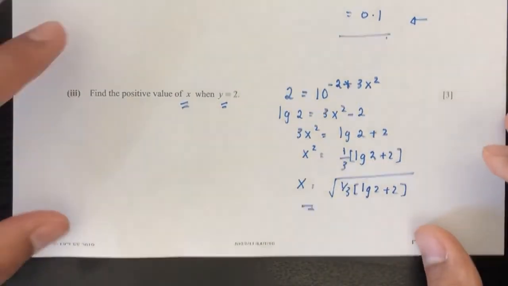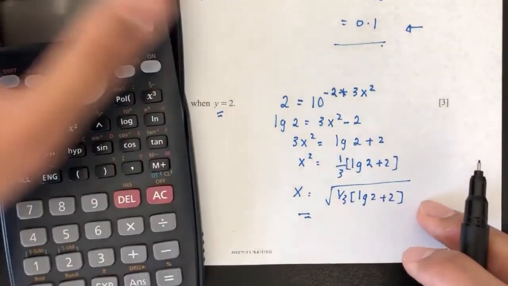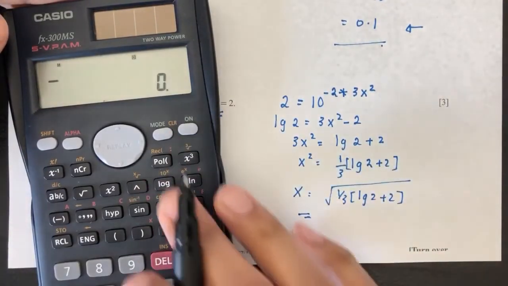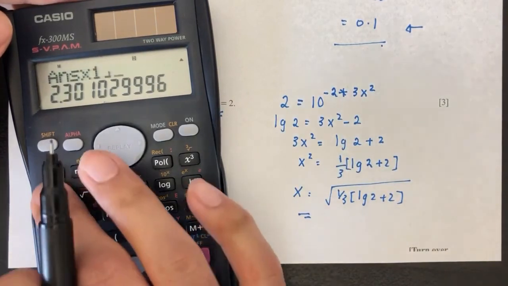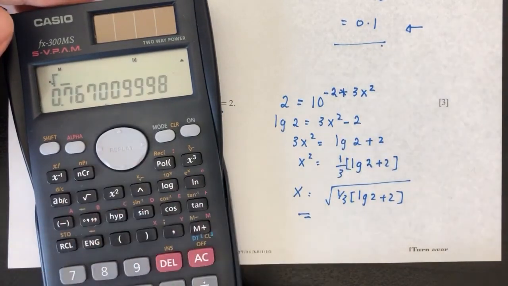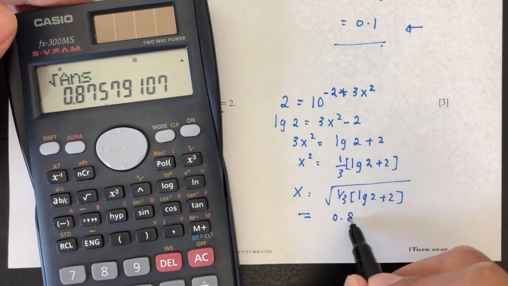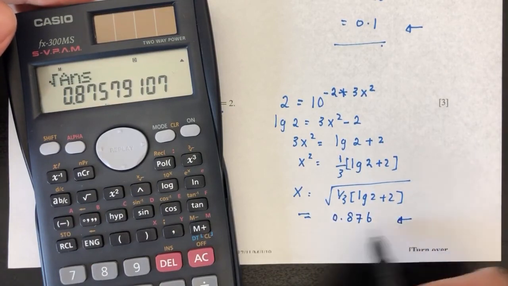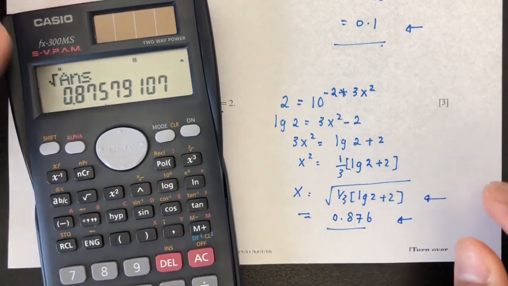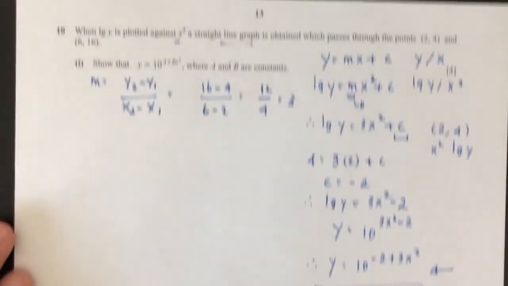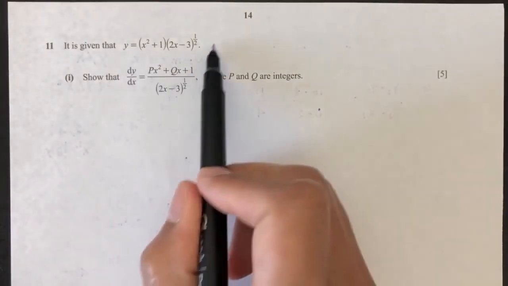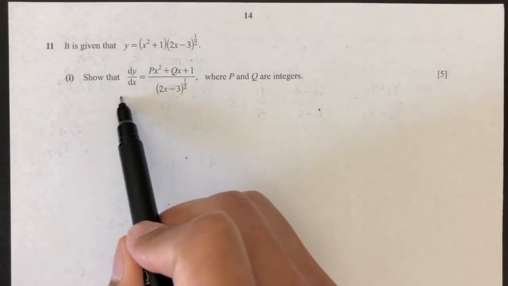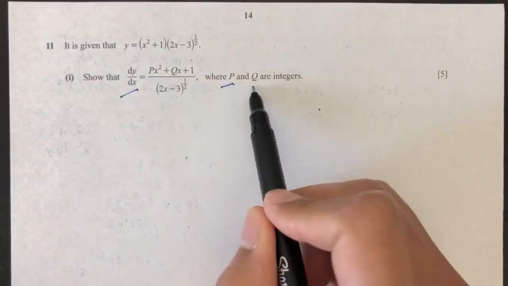So you can simplify to find the value, or you can leave it as such, that's okay as well. So let's simplify. We have the square root of 1 over 3 times log 2 plus 2. That will be 0.876. This or this. So that will be question number 10. Question number 11. It is given that y equals this. Show that dy by dx equals this, where p and q are integers.